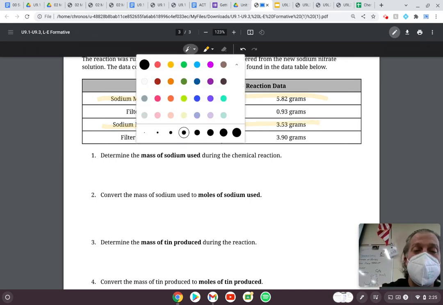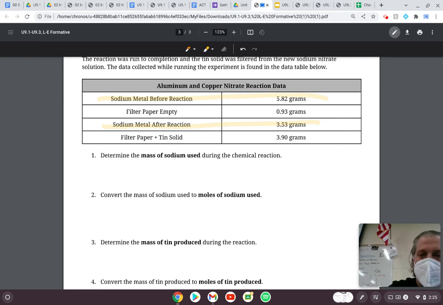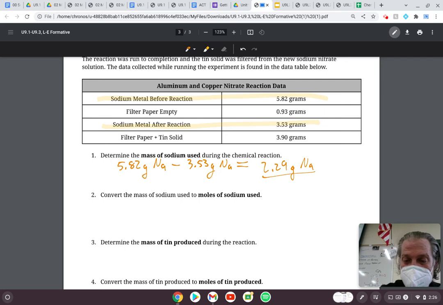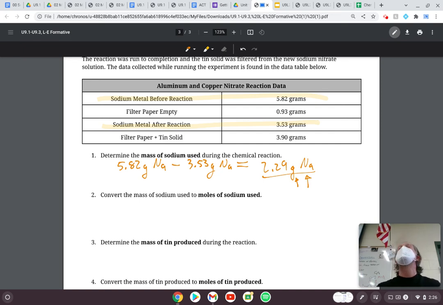When I calculate this, I'm going to take the 5.82 grams of sodium minus the 3.53 grams of sodium, where'd my calculator go? So that's 5.82 minus 3.53, and that gives me a value of 2.29 grams of sodium. Now, I can't stress enough that you will lose points if you don't have a label and the unit. If you just put grams, you lose points. If you just put Na, you'll lose points. So make sure you have it all.